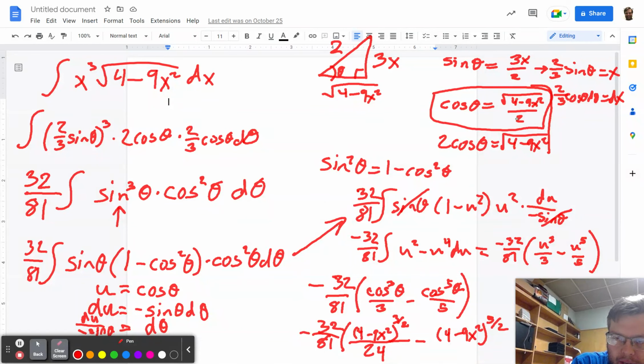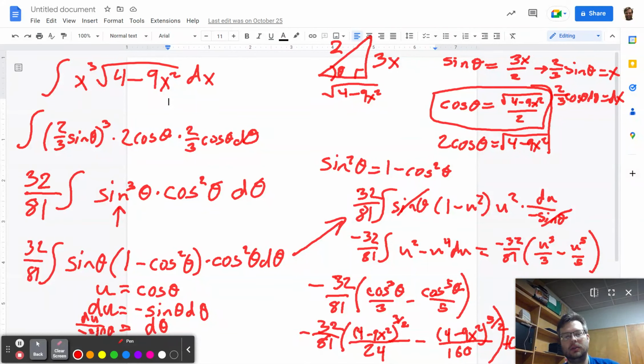So the 2 on the bottom gets raised to the 5th. 2 to the 5th is 32. There's a 5 on the bottom already. So 32 times 5 is 160. I think that's right. And all of that plus c. And that should be good. And if you took your derivative, you should get back to the original integrand.